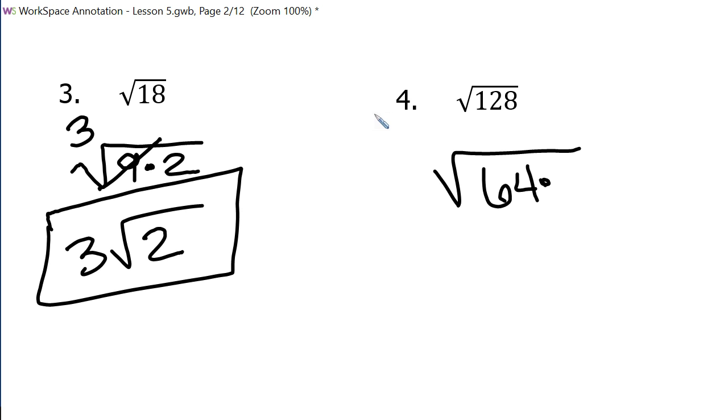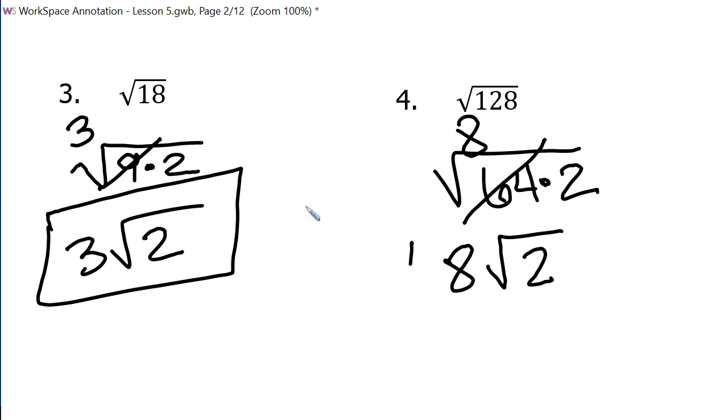64 times 2. Now mark out this 64 and square root it. So what's the square root of 64? 8. So 8 comes out front. And what's left on the inside? 2. So the answer is 8 square root of 2.